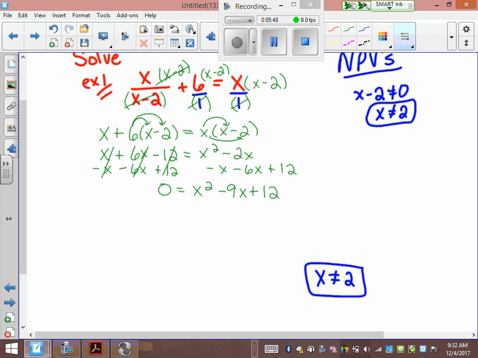x squared minus 9x plus 12. Now, is there anything that multiplies to give me 12 and adds to give me negative 9? So how would I have to get my solution? Quadratic. So x equals negative and negative 9, so 9. a equals 1.